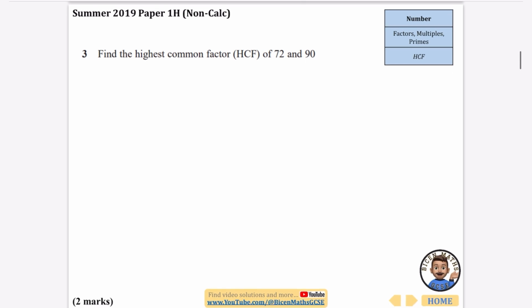Okay, this is a non-calculator paper. It wants us to find the highest common factor of 72 and 90. Now I'm going to still do my table method. It's probably my preferred method. I can spot that 72 and 90. Maybe you can't spot what times table, so I'm going to make it really easy.